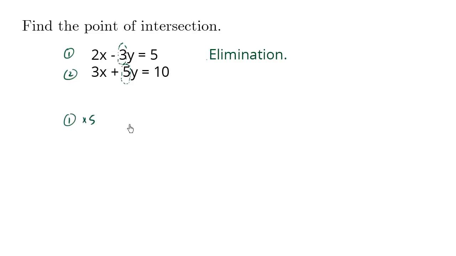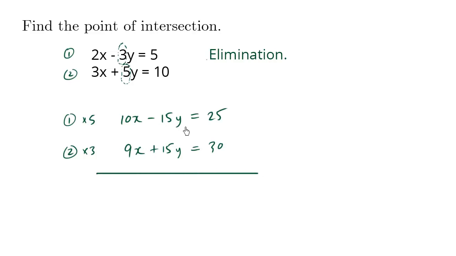So 2x times 5 becomes 10x. Negative 3y times 5 becomes negative 15y. And 5 times 5 becomes 25. Equation number 2. How do I make the 5y into a 15? I'm going to times by 3. 3x times 3 becomes 9x. Positive 5y times 3 becomes positive 15y. And then finally, 10 times 3 becomes 30.